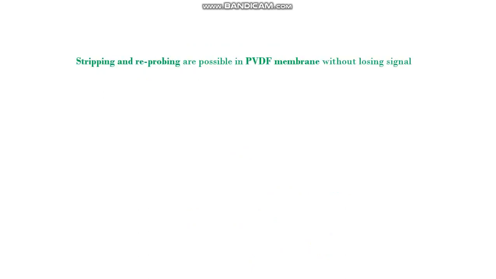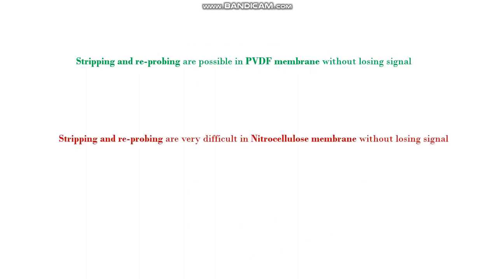Stripping and reprobing are possible in the PVDF membrane without losing signal. But in the case of the nitrocellulose membrane, stripping and reprobing are very difficult without losing signal. So if you summarize, you can understand that the PVDF membrane is the best one compared to the nitrocellulose membrane. But it also depends on the different kinds of application. In different applications, these two membranes are used differently. But I recommend the PVDF membrane for Western blot. This is the best one.